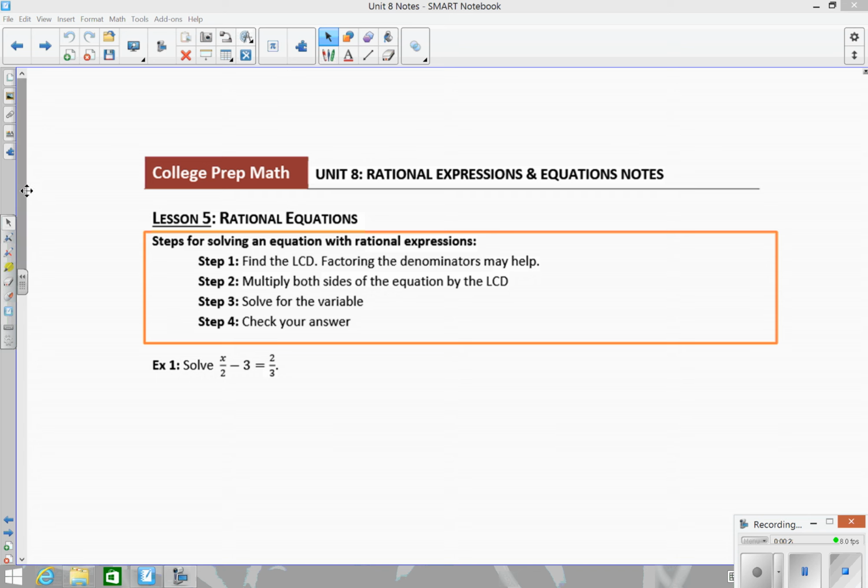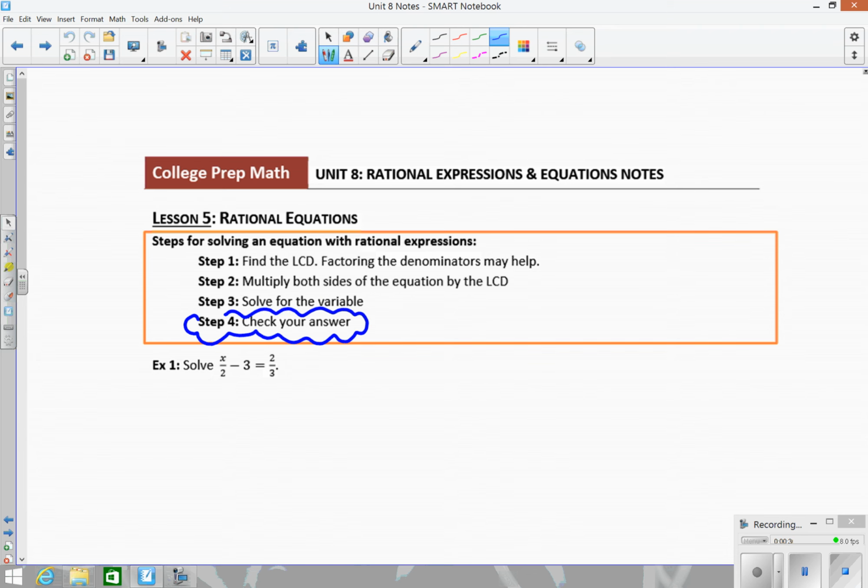And one important thing that we have to remember is whenever you're solving a rational equation, you always have to remember to check your answer, because if you remember, we can't divide by 0. So anything that would create 0 in the denominator will not be a solution because it will not check as an answer. So just always check your answer, because 0 in the denominator would create an undefined expression.